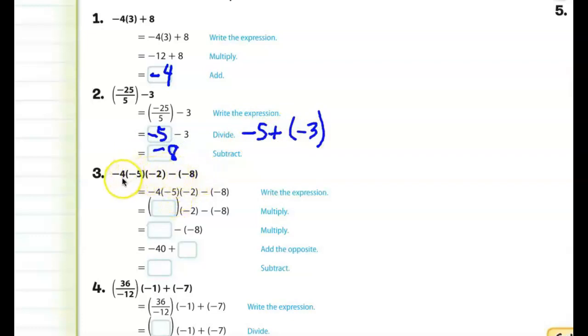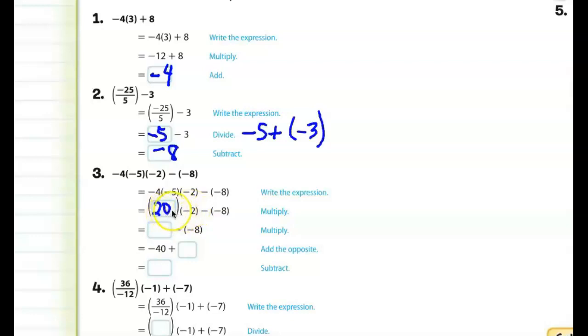Okay, so for number 3, we have negative 5 times negative 4 times negative 2. We have 3 different factors here. We can do this in any order that we want. I'm going to go ahead and do it in the order from left to right. What is negative 4 times negative 5? Will the answer be positive or negative? Go ahead and answer that for me. All right, the answer is going to be positive 20.